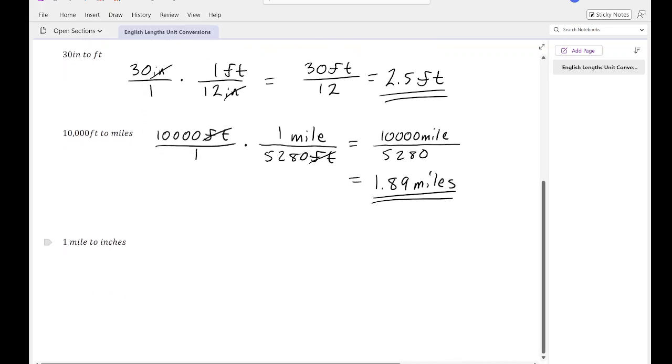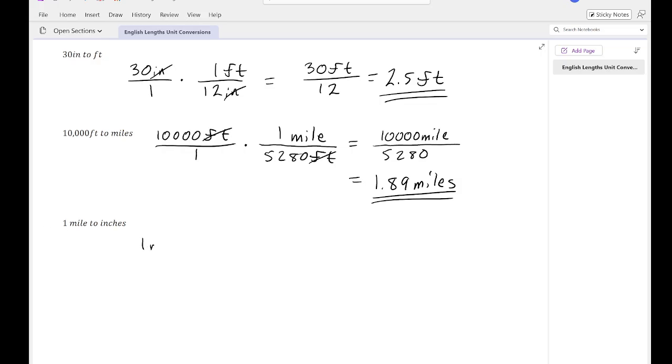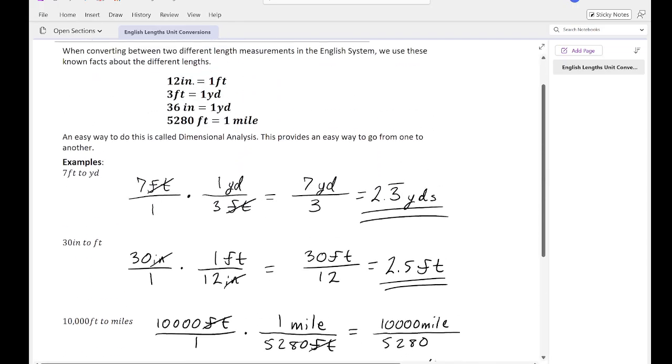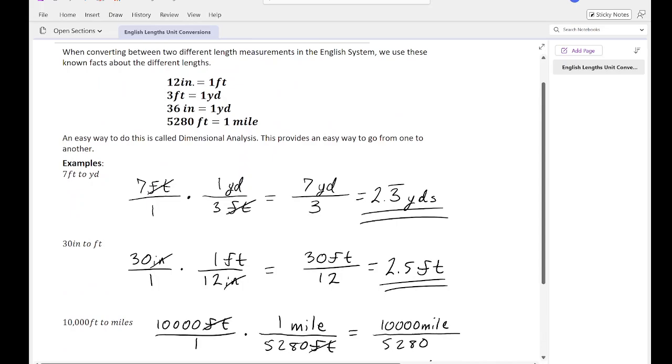Now this one's going to take a little bit more work. Everything's been simply one step. This one will not be, but it's okay because it's, again, very, very easy. We start off with 1 mile, so 1 mile over 1. And now I got to go from miles to inches. Well, if we look back up here, there's nothing that gets us from miles to inches in one step. So we're going to have to take an intermediate step. We're going to go from miles to feet, and then from feet to inches.